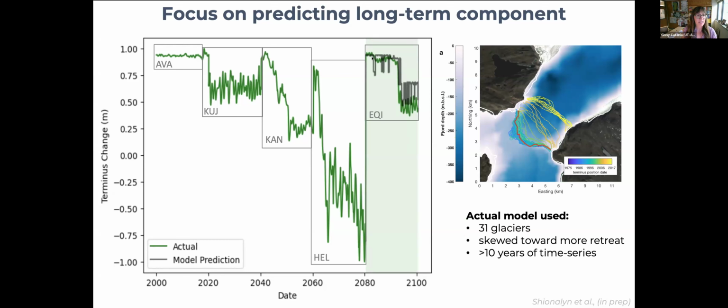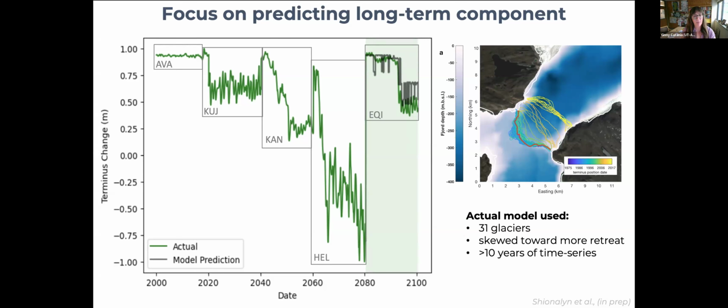And we were able to predict this long-term retreat behavior. But it took some work to find a training model that was actually a good application for many different glaciers to test. So we actually built a model on 31 glaciers, and we kind of handpicked those glaciers to be able to predict retreat behavior.